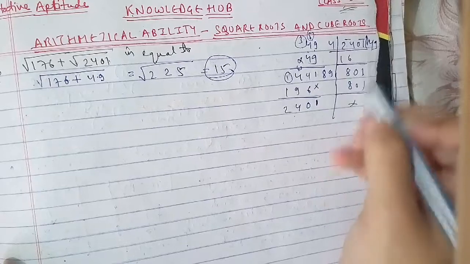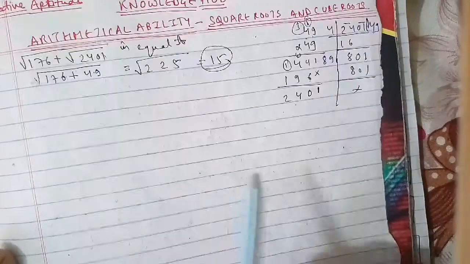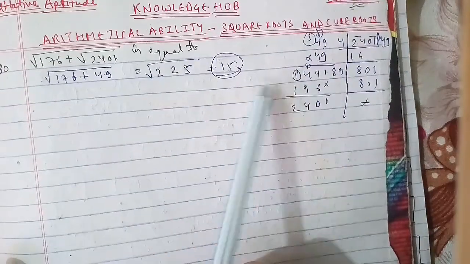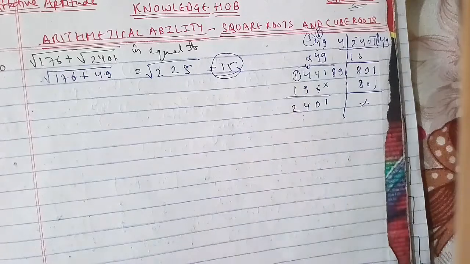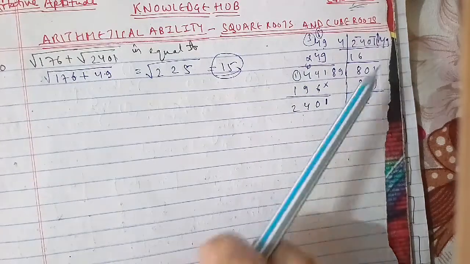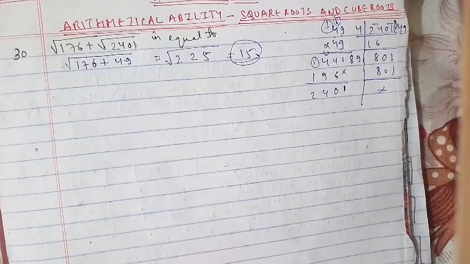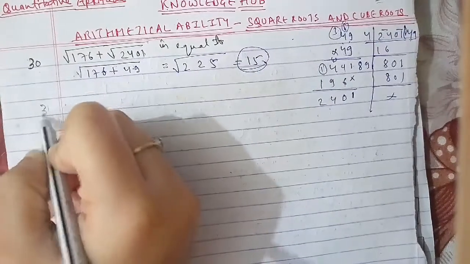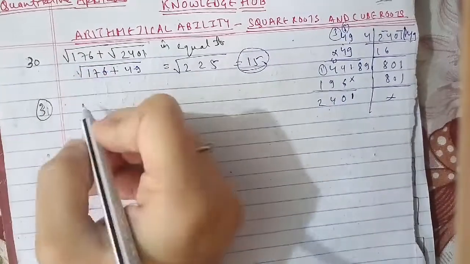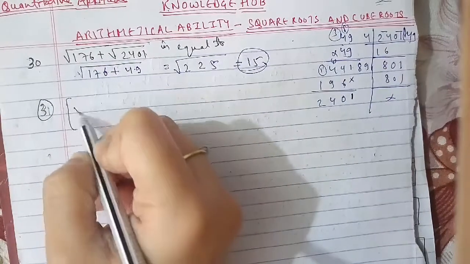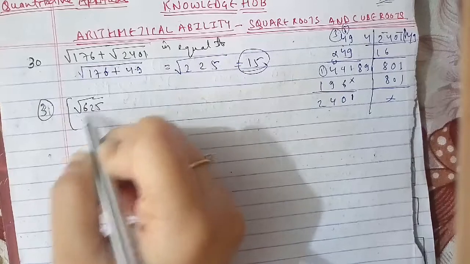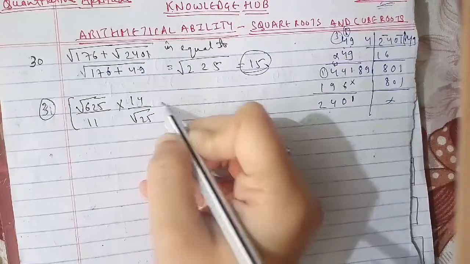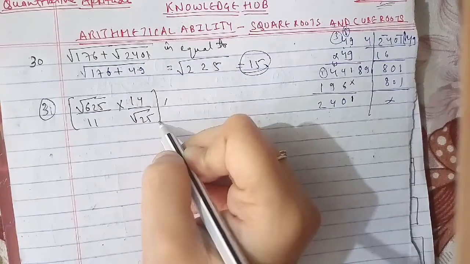We'll go ahead with another question, the 31st question of the session. The question is as follows: the square root of 625 upon 11 into 14 upon the square root of 25, multiplied by 11 upon the square root of 196. We have to find what this equals. This was asked in an SSC examination paper. The options are 5, 6, 8 and 11.